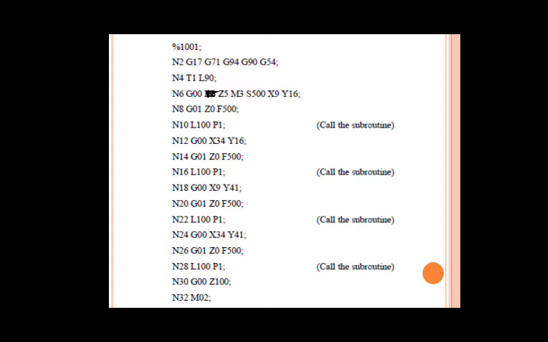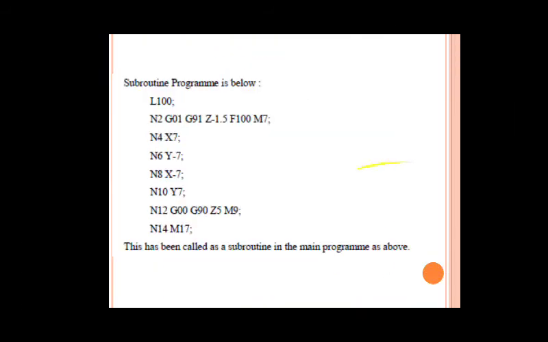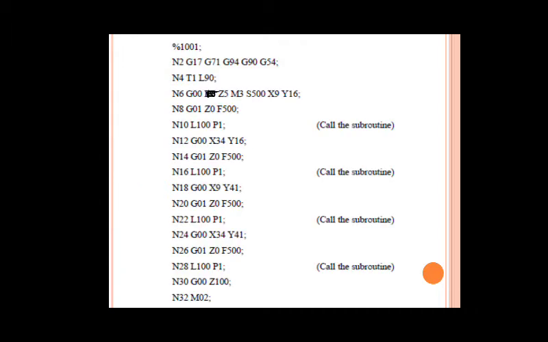In the next slide, the subroutine program is there, which has the name L100. This program has been called in the main program, as you can see over here: L100 P1, four times. In such a way it reduces the number of blocks in the overall main program. That is the importance of the subroutine.